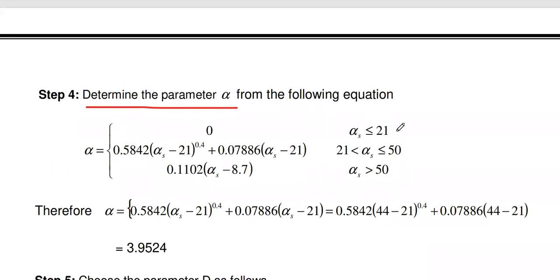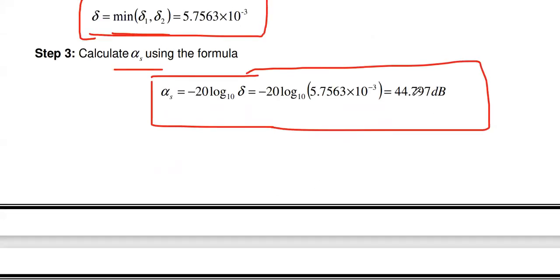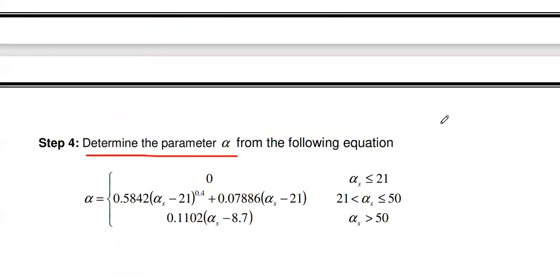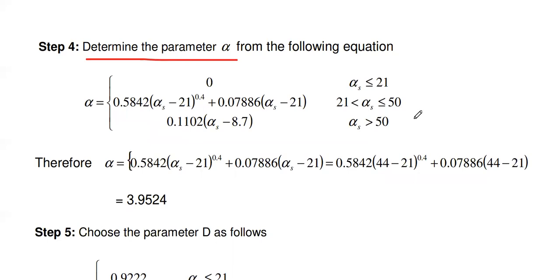If alpha s is less than 21, it is 0. In between 21 to 50, we have to use this formula. If greater than 50, we have to use this formula. So here, what is the alpha s value? 44.79. So 44.79 is under the category of the second one. Alpha s lies between 21 to 50. Since 44.79 lies in this range, that's why we have to select this second formula.